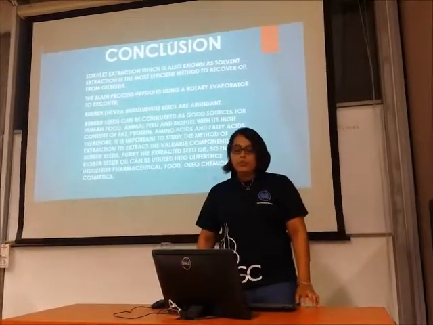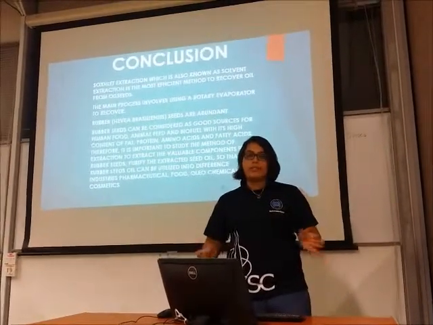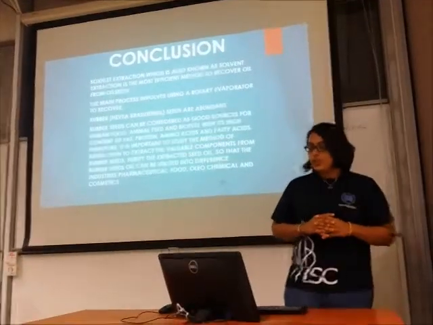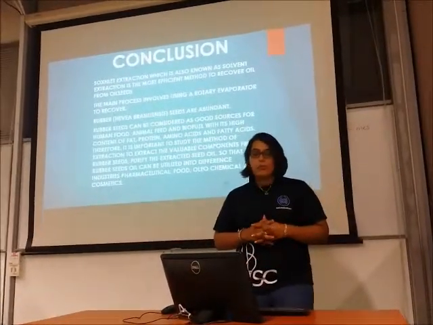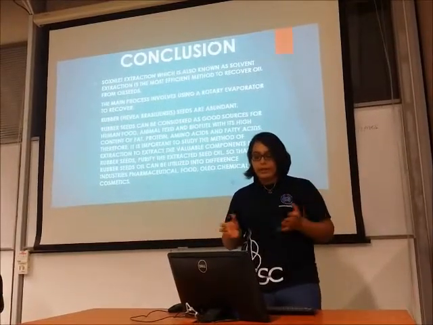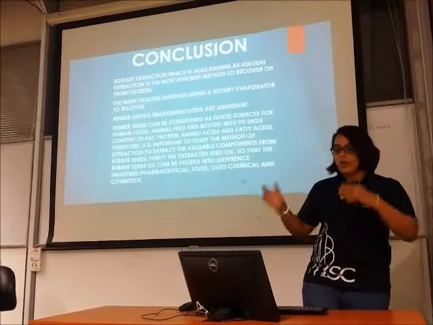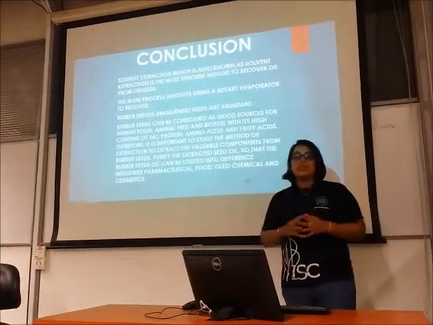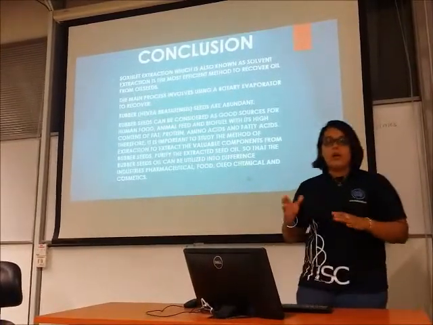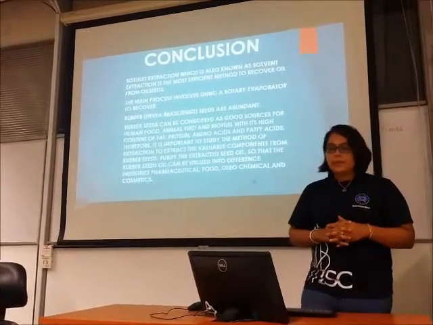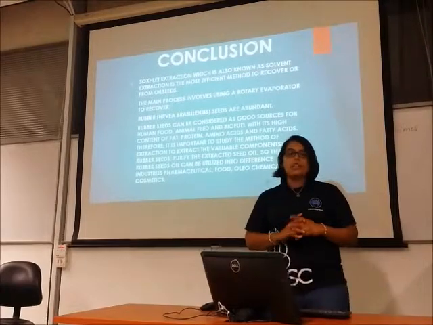Next is the conclusion. So for now, Soxhlet extraction is a method that we use in our research study. Soxhlet extraction is also known as solvent extraction. It's the most efficient way to extract oil from oil seeds. So for our project, we used rubber seed oil. The main process involves using a rotary evaporator to recover the oil, and the element that we use in our experiment is rubber seed, which is very abundant.